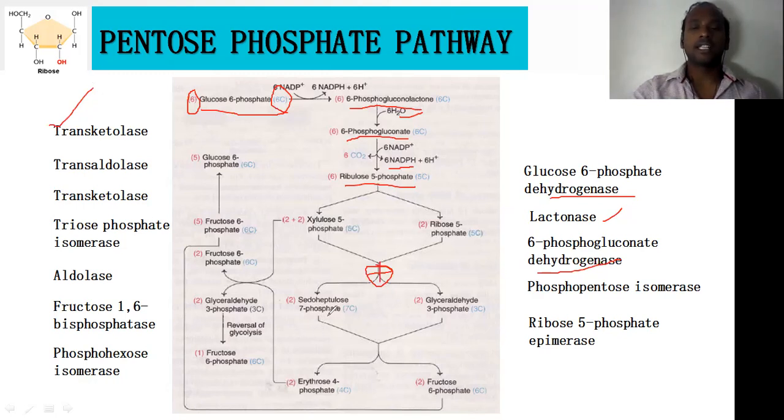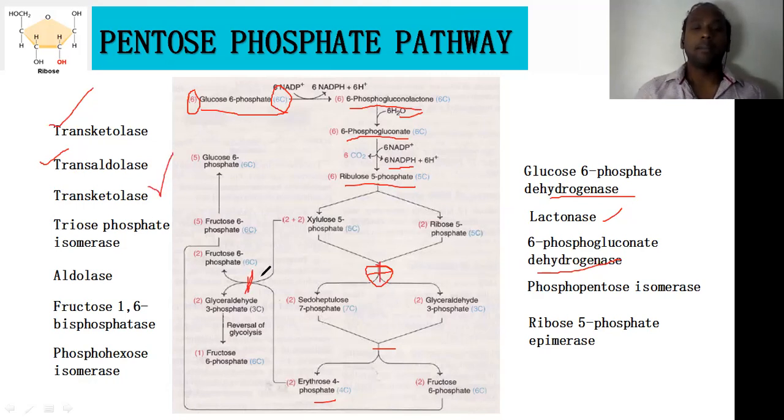After this, these two products combine together and form erythrose 4-phosphate and fructose 6-phosphate. Here the enzyme required is transaldolase. And again, you should remember that xylulose 5-phosphate and erythrose 4-phosphate can be converted into fructose 6-phosphate and glyceraldehyde 3-phosphate, where again transketolase is involved.